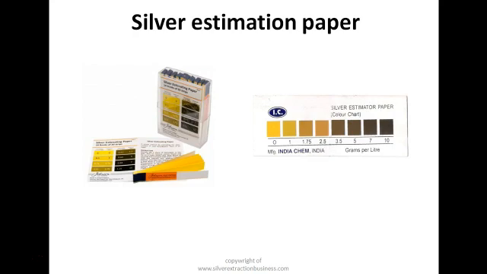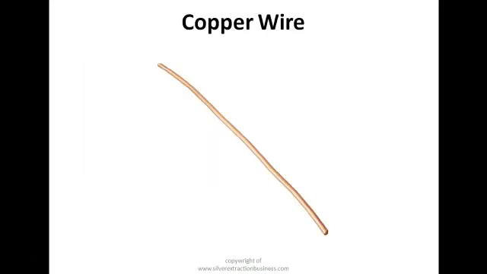Don't use one completely; just tear it and then use it. And I'll show you how to use the paper. It's awesome. You'll like it. And then finally, the next thing here is copper wire. You need copper wire. Where there is no silver estimation paper, copper wire can take the place of that. So you can use it and get along in this business.